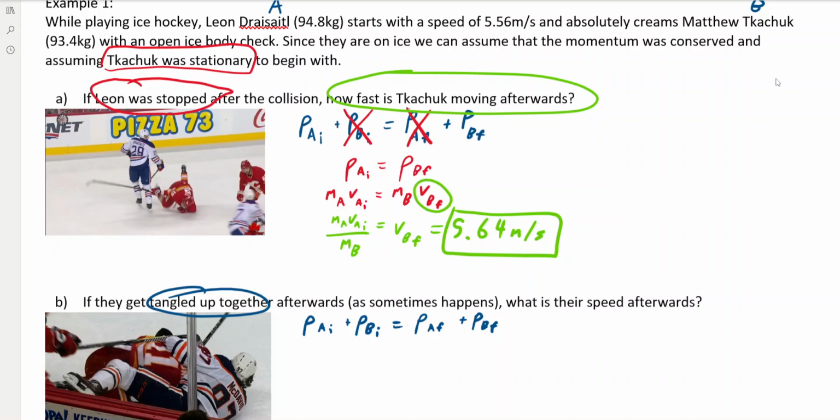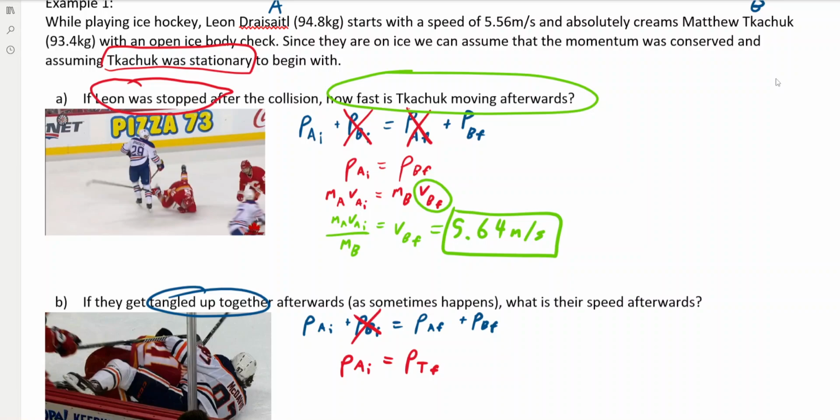Okay, but when we write it down in our next step, first of all, yes, Tkachuk was still stationary to begin with, so that's still 0. So PAI equals, but in the second portion, if they're tangled up, I'm going to call this PTF for total. You could also call it PABF if you want to instead, but I'm going to do TF. That's just the way I'm going to show that.